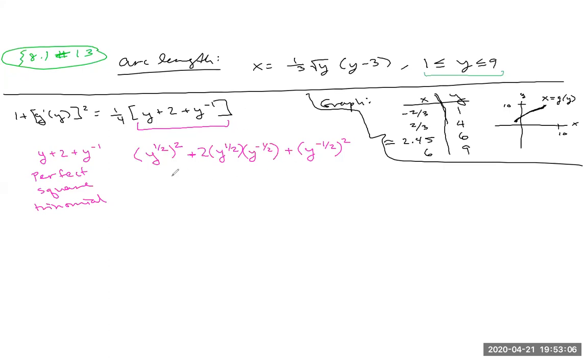Now from this formula, what you get, some quantity squared. This first portion, y to the 1/2. This last portion, y to the negative 1/2. And in the middle, there's a positive, so it'd be plus between. Okay, so what we wind up getting for 1 plus g prime y squared, it's going to be 1/4 times what we just had up there.